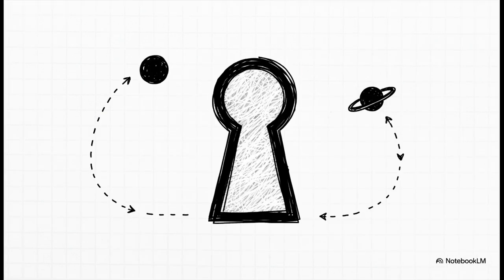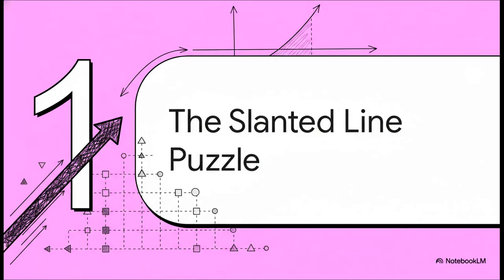And this isn't just some random homework problem. Getting this is actually the key to how physicists describe, well, pretty much everything that moves. We're talking from a baseball flying through the air all the way to a planet orbiting a star. It's a really, really big idea, and we're going to unpack it together. Okay, first up, a common physics puzzle, the slanted line.